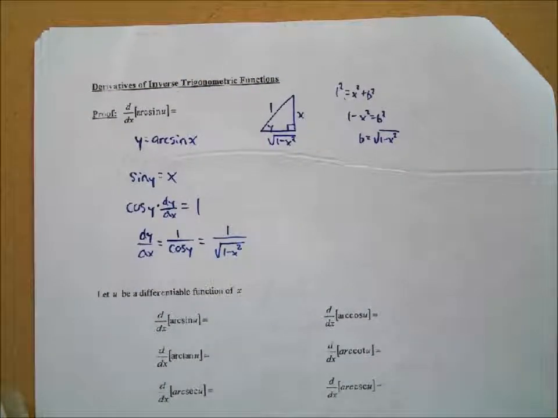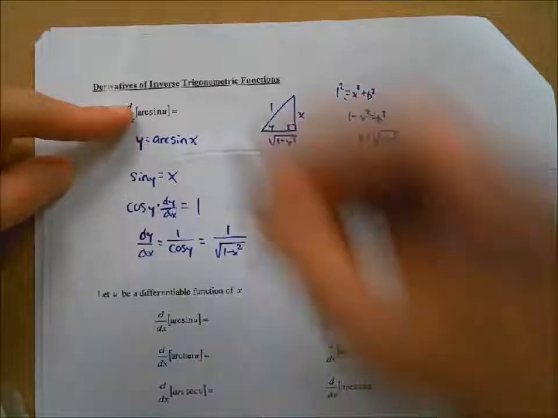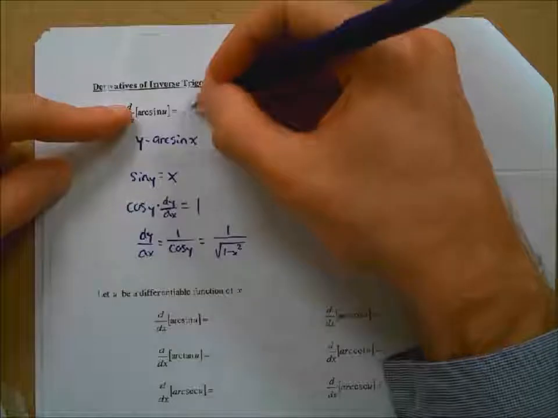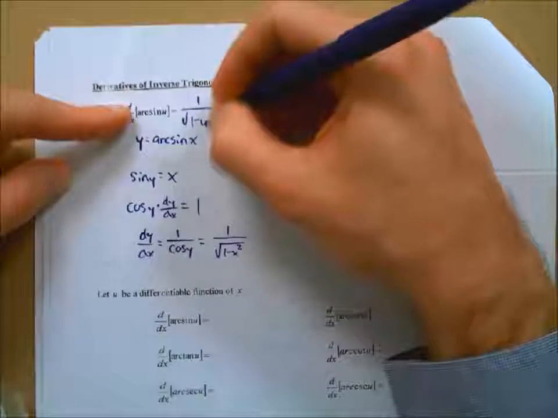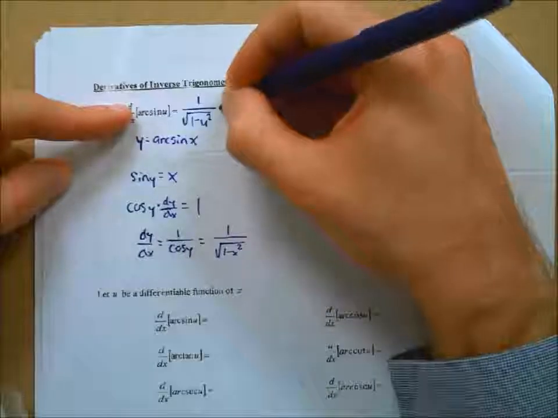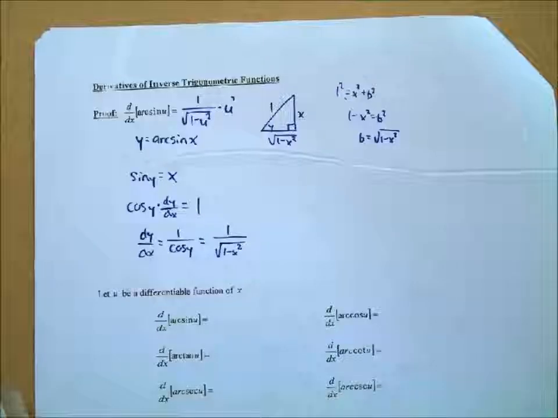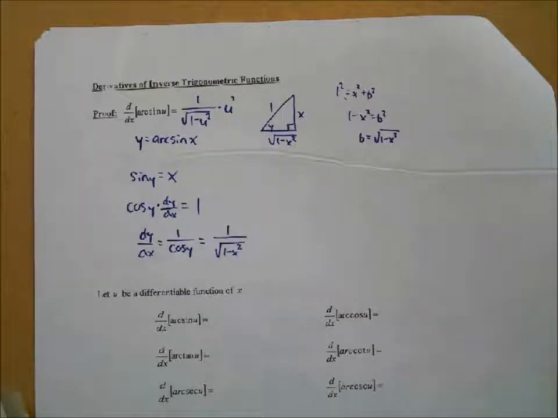So long story short, the derivative of the arc sine of u is 1 over the square root of 1 minus u squared times u prime, of course, for the chain rule stuff there. There's our derivative: 1 over the square root of 1 minus u squared times u prime. We saved some of the more complicated derivatives for last. Yay. All right, so there it is.